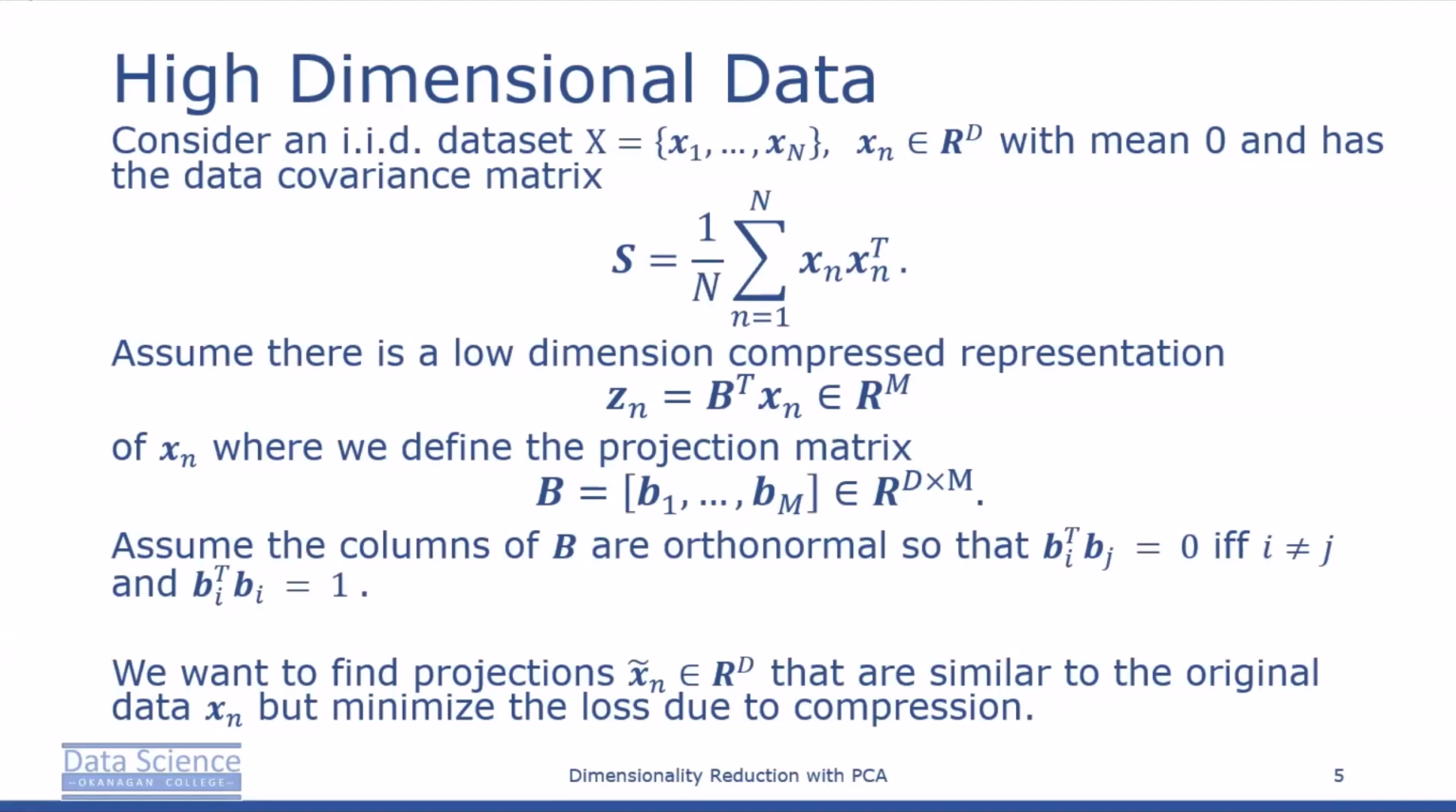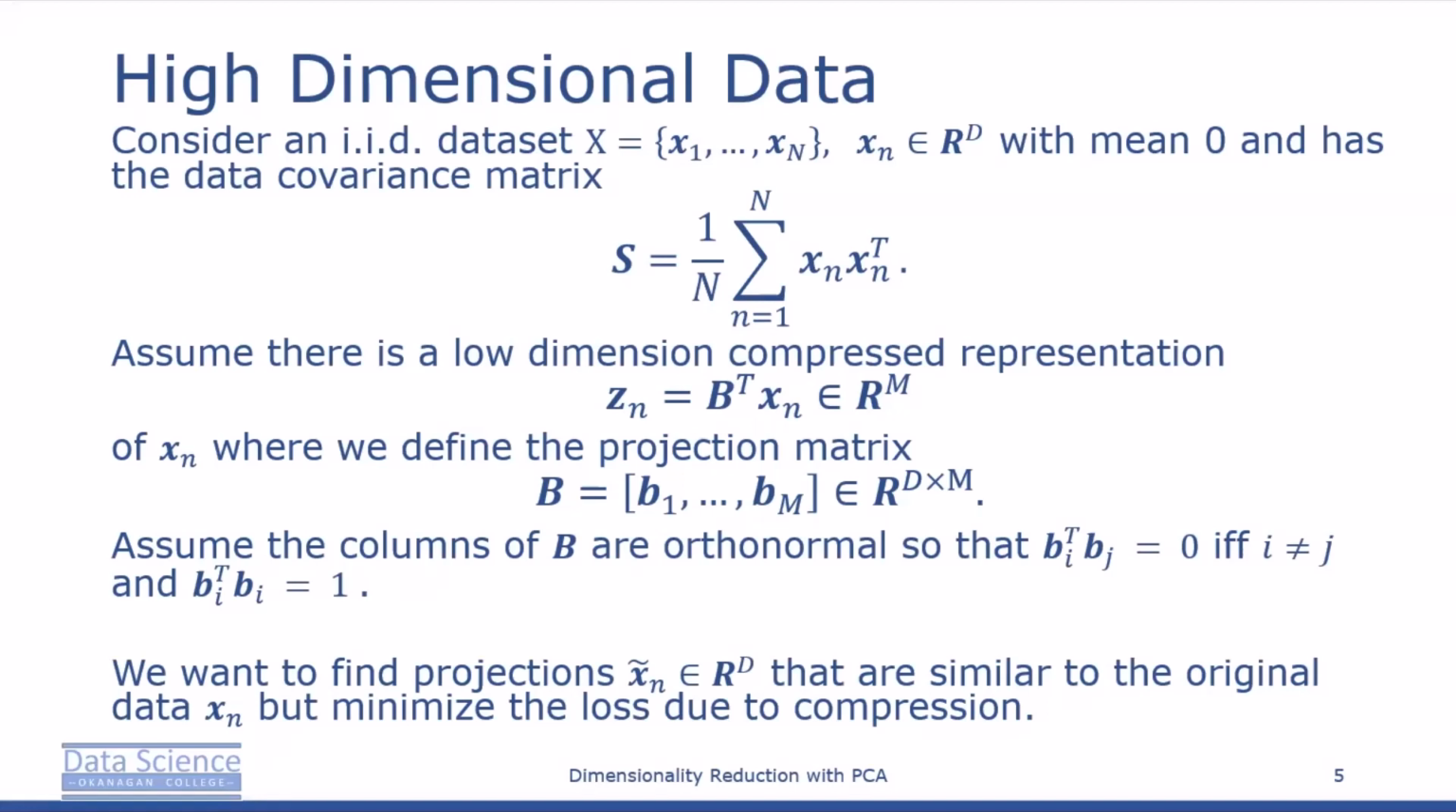Consider an IID dataset X consisting of vectors x1 through xN, where each of those vectors is d-dimensional with mean 0, that possess the data covariance matrix S equals 1 over N times the sum of xn xn transpose. Furthermore, we assume there exists a low-dimensional compressed representation, zn, of xn, where zn is equal to B transpose xn, and that's in Rm, where we define the projection matrix B to be the vectors b1 through bm, each of them d-dimensional vectors.